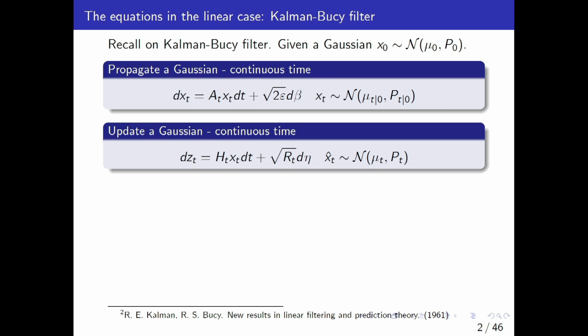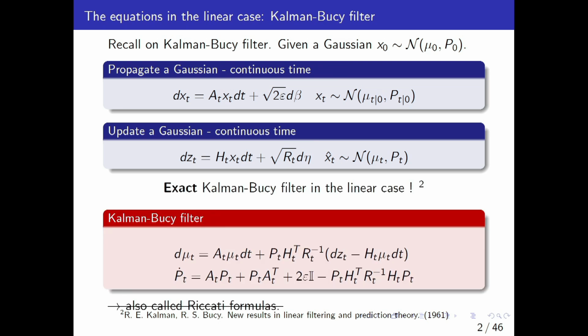The aim of the Kalman-Bussy filter is to estimate the state of the system, which is initially supposed Gaussian, and to estimate it at each time. First we need to propagate the state, and then we need to update the state when a new observation comes, using Bayes' rule. And what is nice is that in the linear case, there is a closed form formula for the mean and the covariance of the Gaussian at each time. These formulas are given by differential equations.